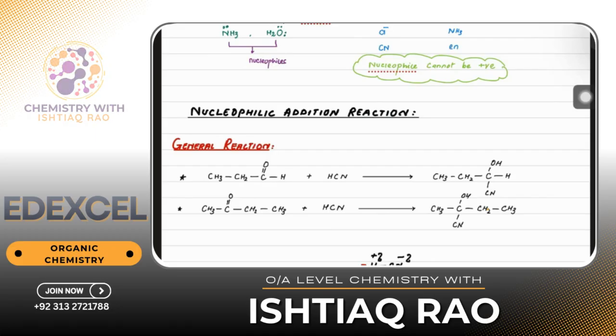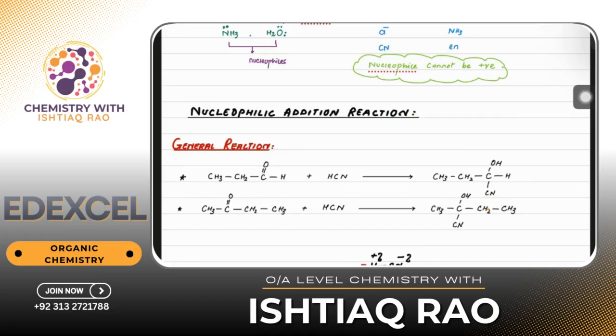Let's say the general reaction in which I have only reactants and products: CH3CH2CH=O reacts with HCN and gives you this product. Same goes with a ketone. You can see this is a nucleophilic addition reaction. Okay, this is a nucleophilic addition reaction.